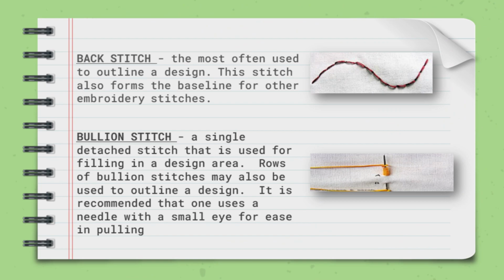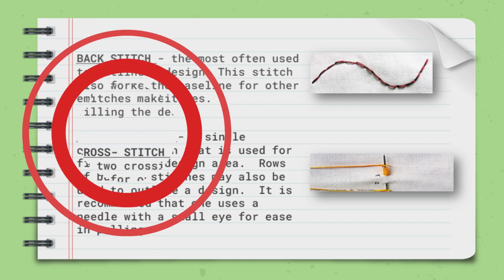First, the back stitch. The most often used to outline a design. This stitch also forms the baseline for the embroidery stitches. Number 2, bullion stitch. It is a single detached stitch that is used for filling in a design area. Rows of bullion stitch may also be used to outline a design. It is recommended that one uses a needle with a small eye for ease in pulling.